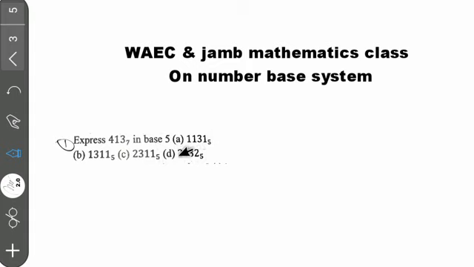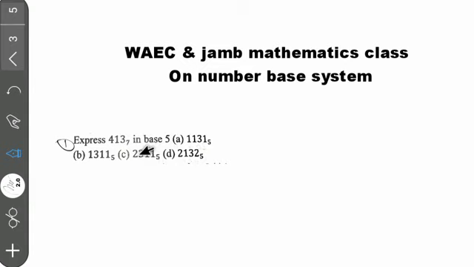Now we have the question here. What type of conversion is this? Here we have 413 in base 7, and we want to express it in base 5. So this is from one base to another base, converting from base 7 to base 5.